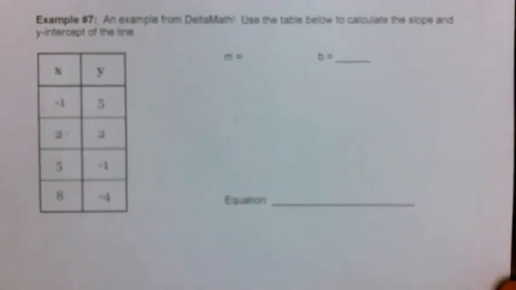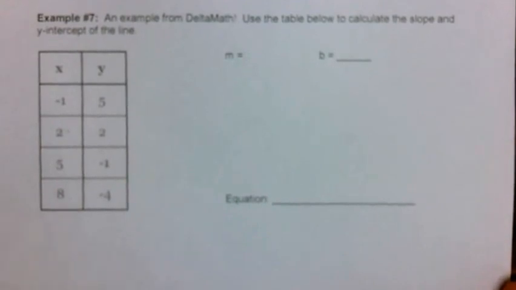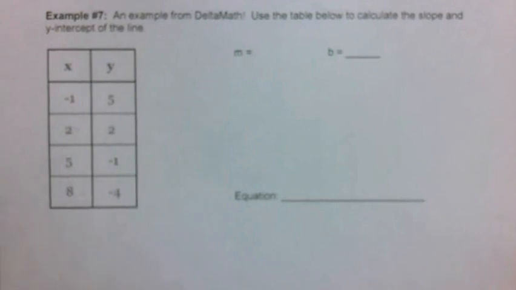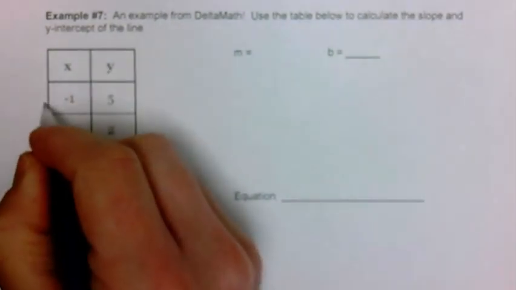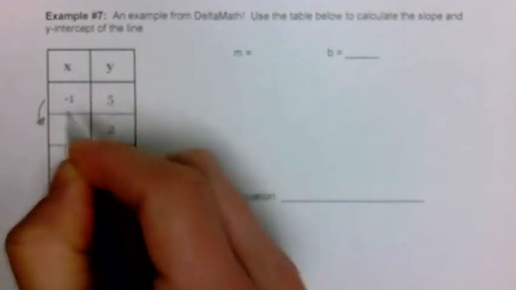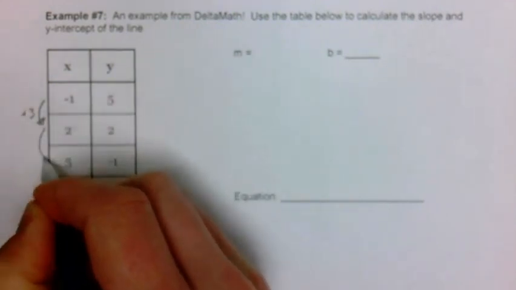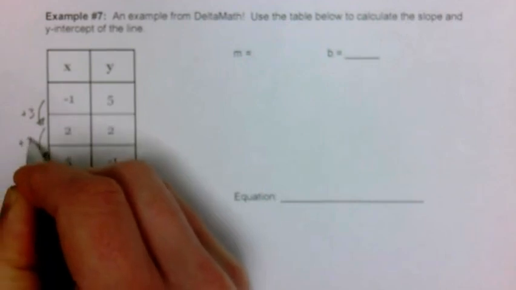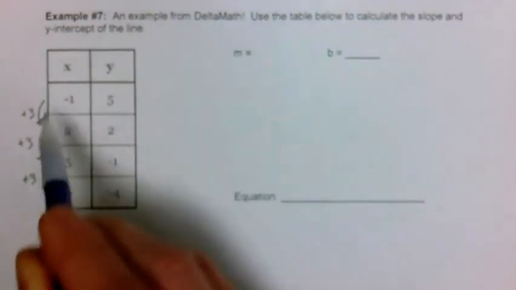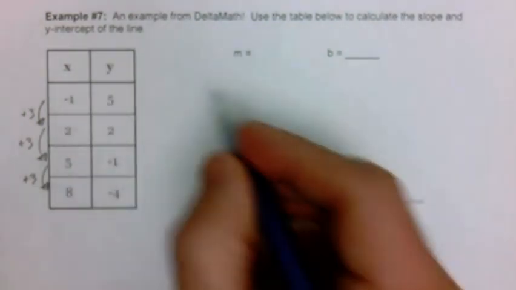Here's a table from Delta Math. Very similarly, we're going to use this table to calculate the slope and the y-intercept of our line so that we can write our equation for this table in slope-intercept form. So let's see what's happening in our table. To go from -1 to 2 in the x column, we had to add 3. To go from 2 to 5 in our x column, we had to add 3. And to go from 5 to 8 in our x column, we added 3. So we're increasing by 3 every time in our x column.